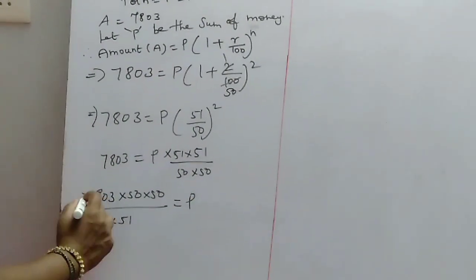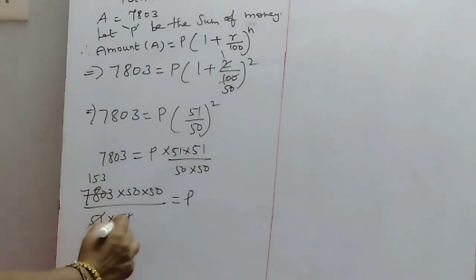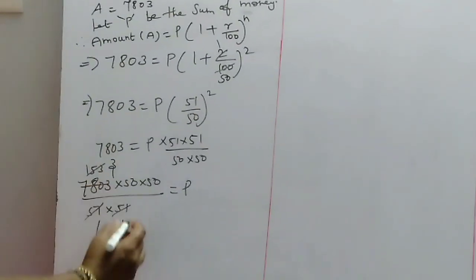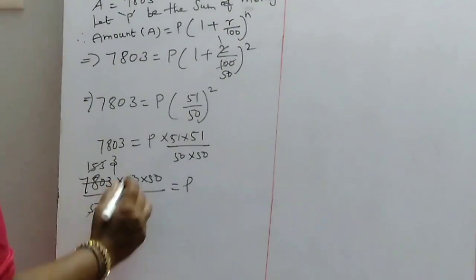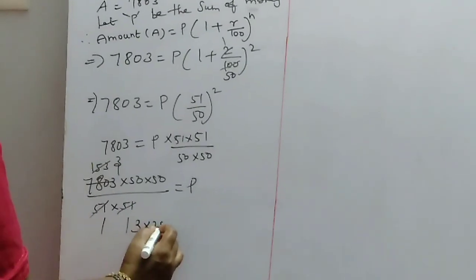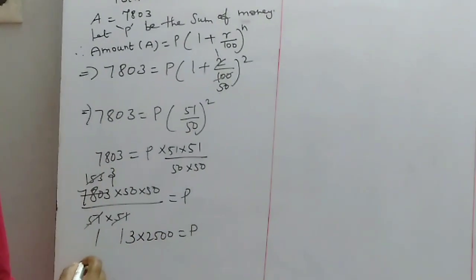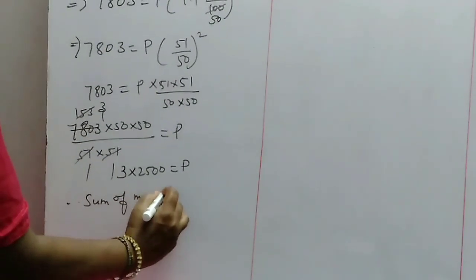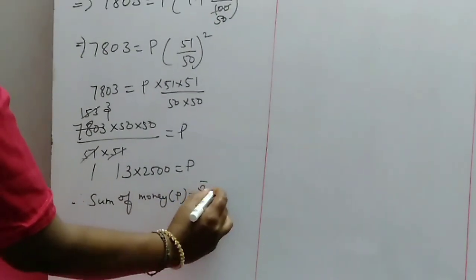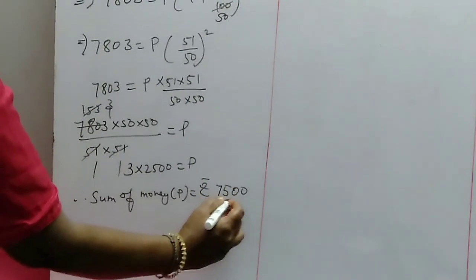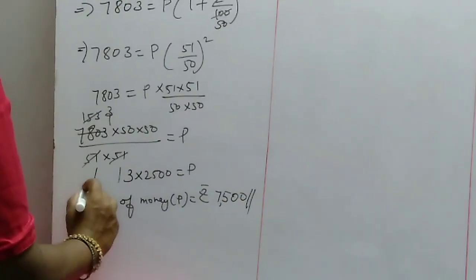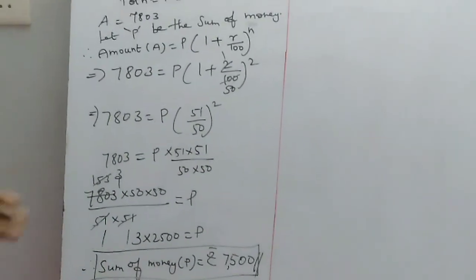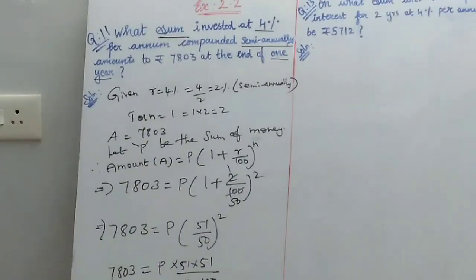Okay, by 51 table, if we cancel this one, this is 153. Again by 51 table, this is 3 times. So it will become 50 into 50, that is 2,500. So therefore the sum of money P equals rupees 7,500. This is what we were supposed to find. As per the sum, we have found the sum of money.